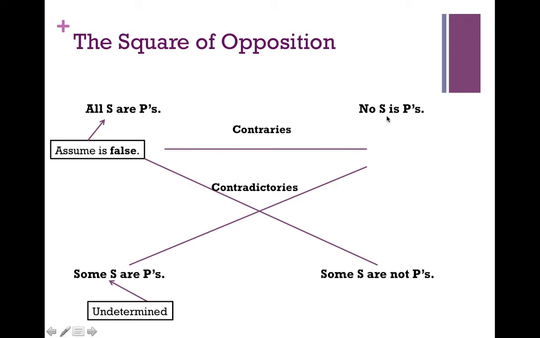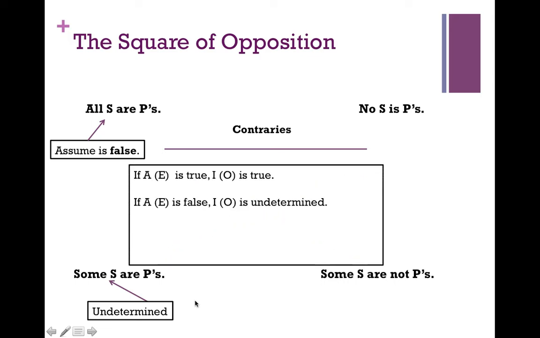Same thing right here. If no S is P is false, well, it could be false either because some S are P and some S are not, in which case some S are not P would be true. Or it could be false because all S are P, in which case some S are not P would not be true. So whenever the statement at the top of the square of opposition is false, we can't know the truth value of the statement below it. So if an A form proposition is false, then I is undetermined. And if E is false, then O is undetermined.